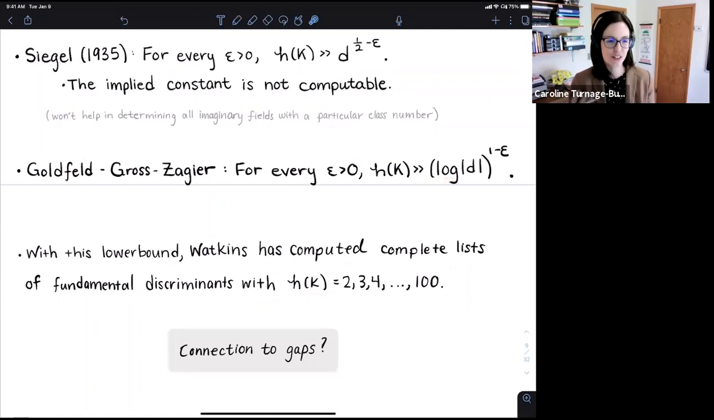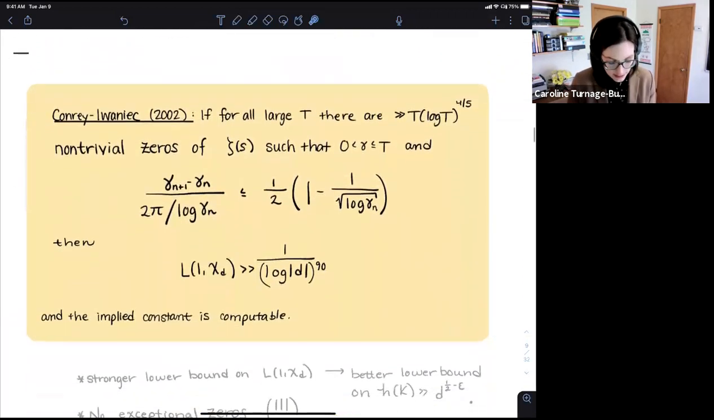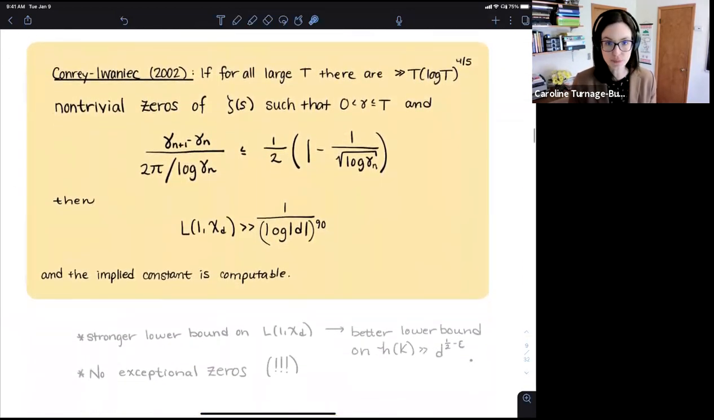And so now the question is, what does this have to do with gaps between zeros of the zeta function? So what I'm about to show you was already known by Montgomery. It was really the motivation of Montgomery's pair correlation conjecture. And also in a conference, I think in the 90s, Heath-Brown gave a lecture that also talked about this connection to gaps. But it was actually first written down precisely by Conrey and Iwaniec in 2002.